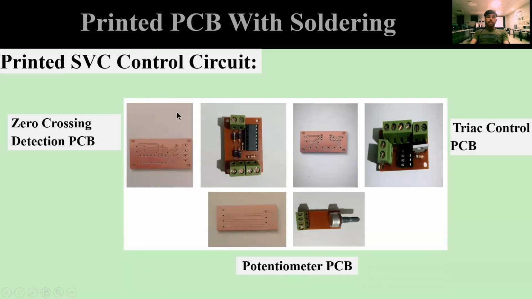These are the printed PCB designs: the zero crossing detection circuit, the triac control circuit PCB, and the potentiometer PCB, along with the soldering. These have been printed at the Fab Lab of the university at a very low and effective cost.